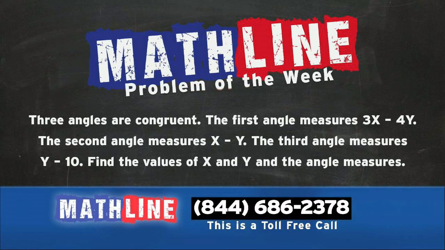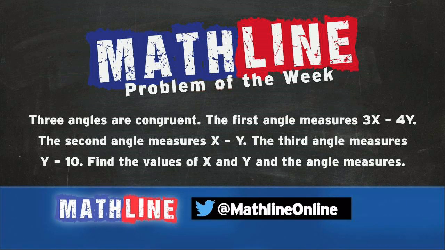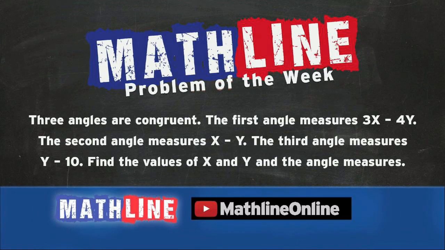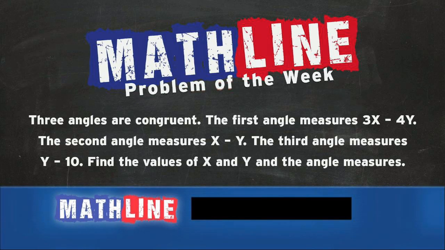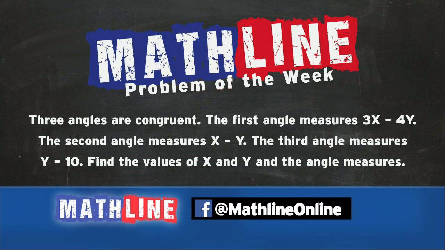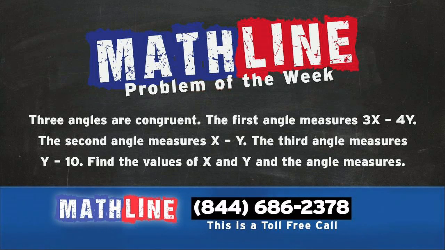3 angles are congruent. The first angle measures 3x minus 4y. X and y aren't really units, but as a whole, 3x minus 4y is the amount of degrees, all right? The second angle measures x minus y, and again, that whole inclusive amount is in degrees. And the third angle measures y minus 10. It says find the values of x and y and the angle measures. So x and y are the components to make these angles congruent.